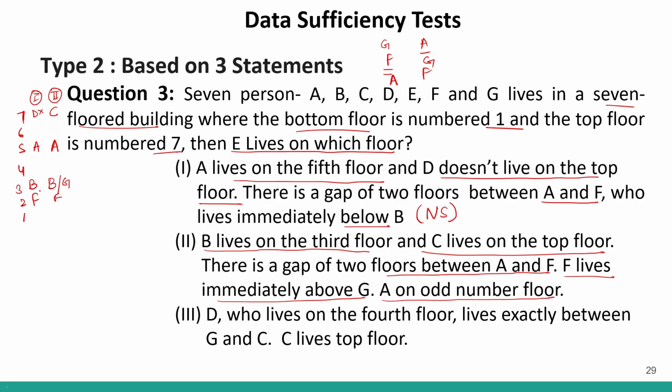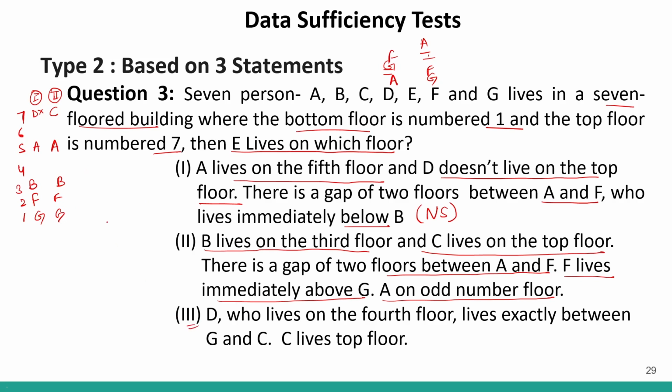No. Because F lives immediately above G. So G will be over here. Okay, this will be the arrangement. F lives immediately above G. So B will be over here, G will be over here. Correct? If A lives over here, another odd floor is 1. Correct? Another odd floor is 1. So I can get another possibility also.